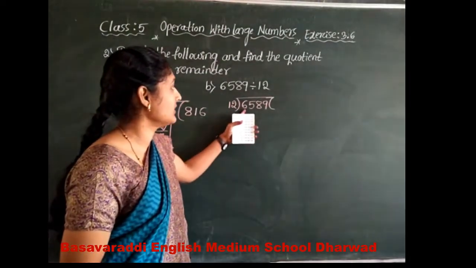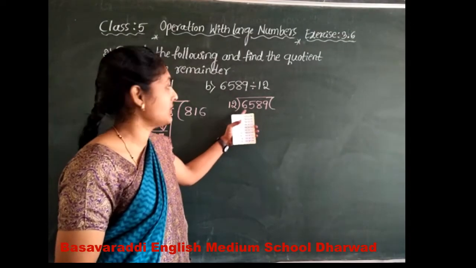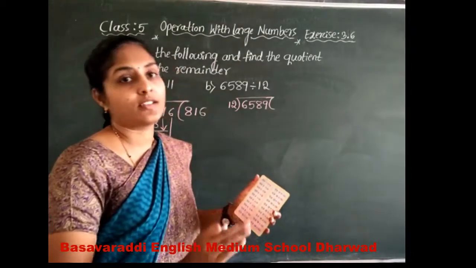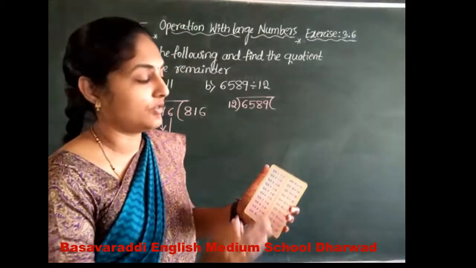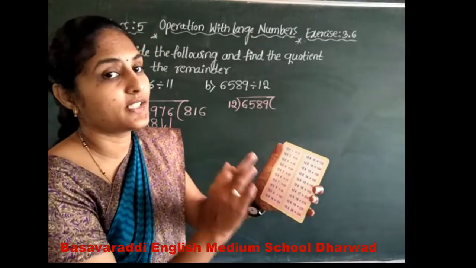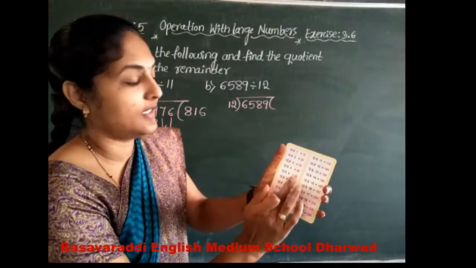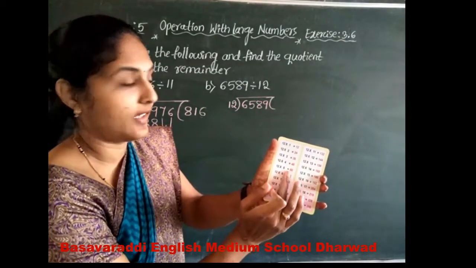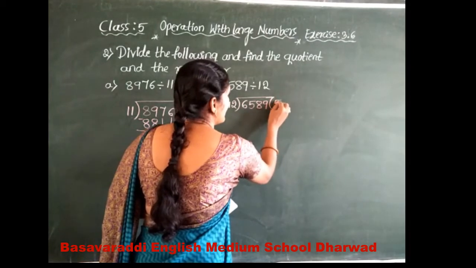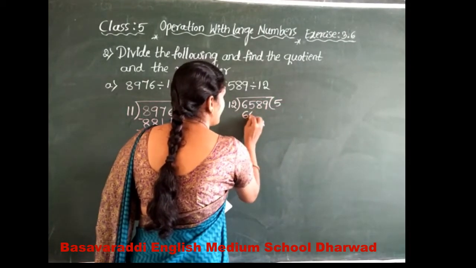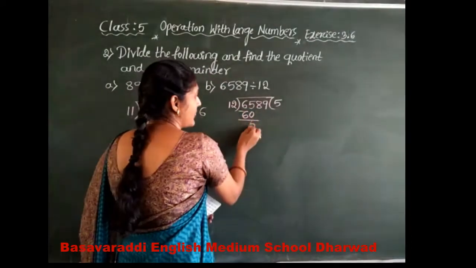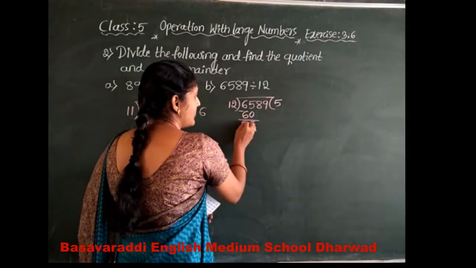Take the thousands and hundreds place number, that becomes 65. Check if 65 is in the 12 table or not. No. The nearest to 65 is 60. 12 fives are 60. Do the subtraction: 5 minus 0 is 5, 6 minus 6 is 0.